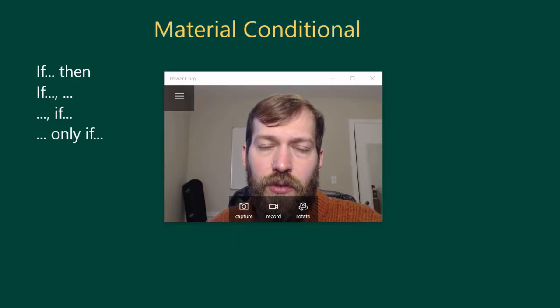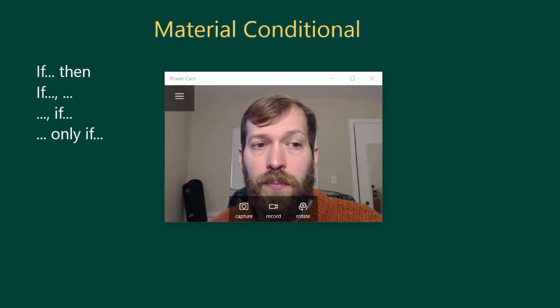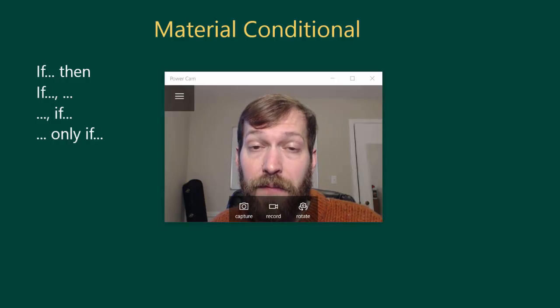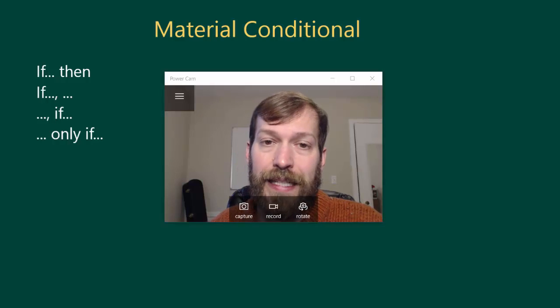Our next logical connective that we want to take a look at is the material conditional. Roughly speaking, the material conditional corresponds to if-then statements in English. So for instance, if it rains, then the grass is green. If it rains, the grass is green. The grass is green if it rains. It rains only if the grass is green. Those are different manifestations of the material conditional, roughly speaking, in English.